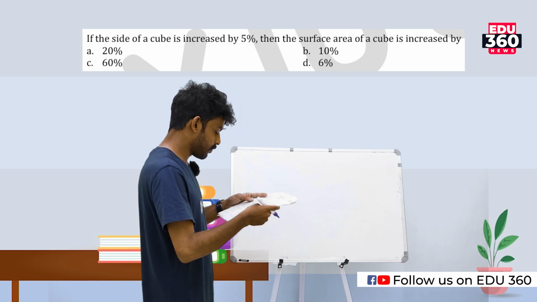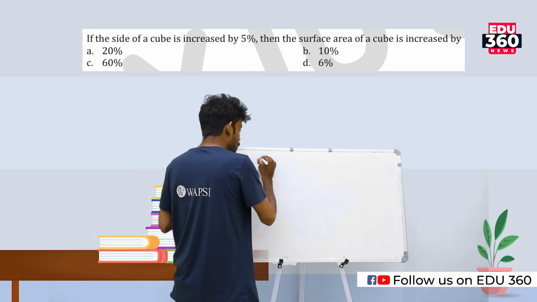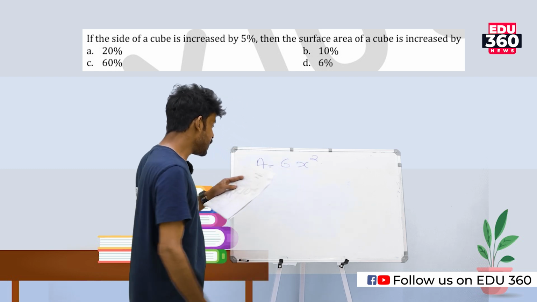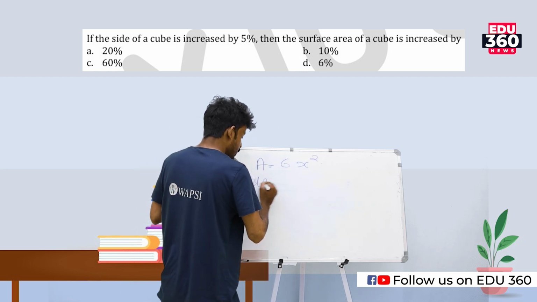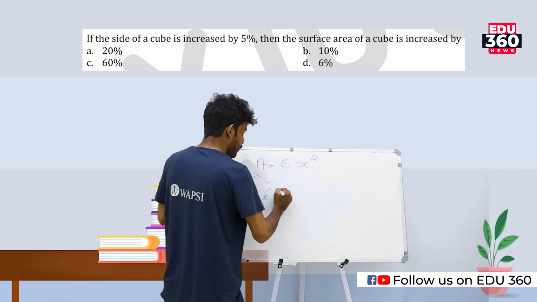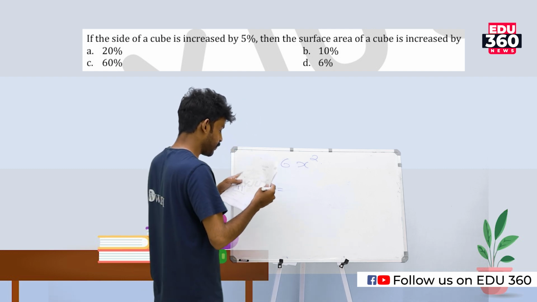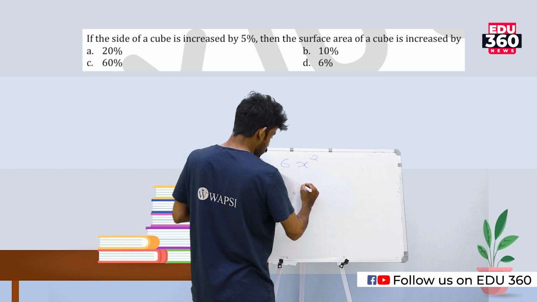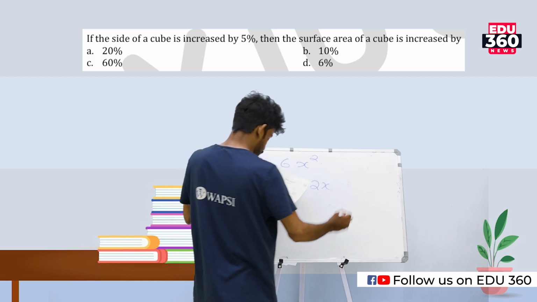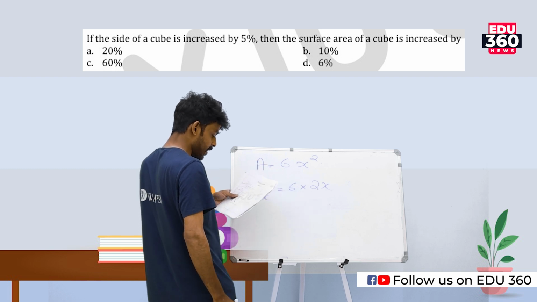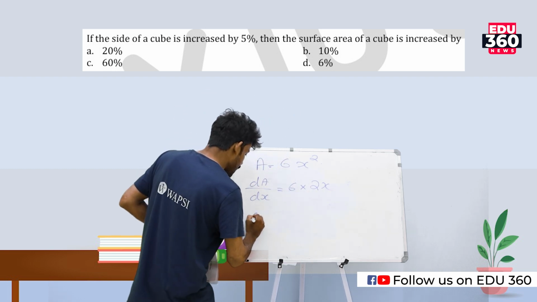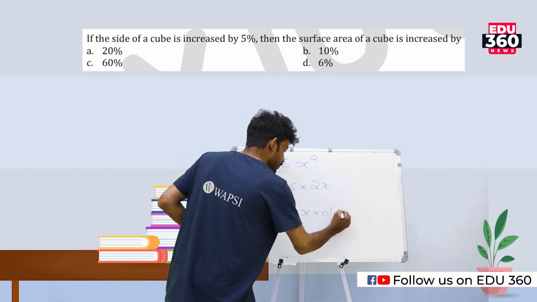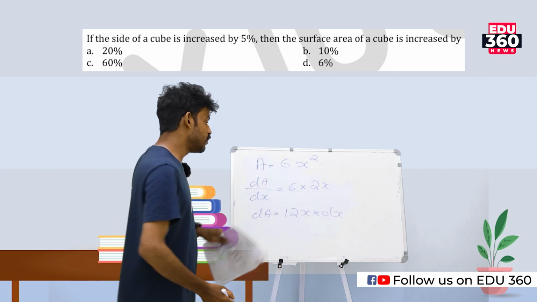So that means, let me write area once again. Area is equal to 6x square. So dA by dx is equal to 6 into the derivative of x square, so it means 6 into 2x. So we can write it as dA is equal to 12x into dx.